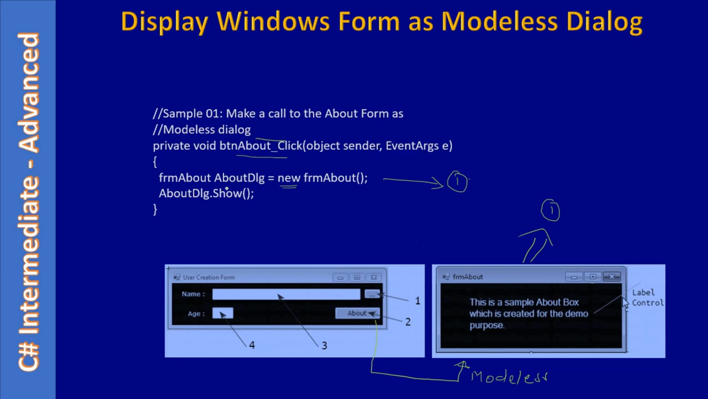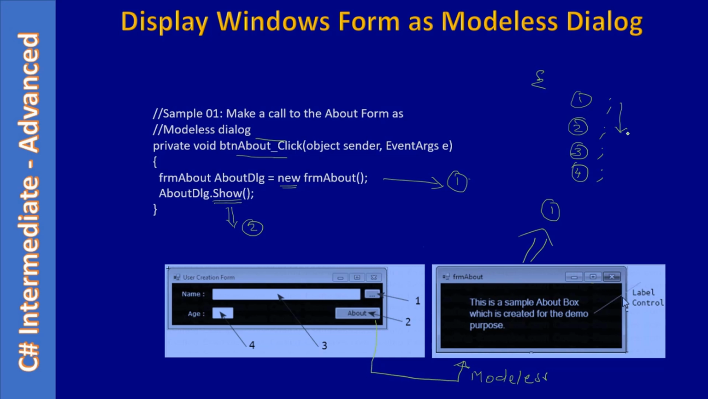Then after that, from about dialog, so this is just a form, right? From the form we are making a call to the show method. So what happens here in this event routine, if you see, we have statement 1. Here we are creating the about dialog, then we are making a call to the show method. Let's assume that we have some other code here, 3 and 4. So let's say you are displaying some message box. So what happens after showing this method, the call will not get blocked.